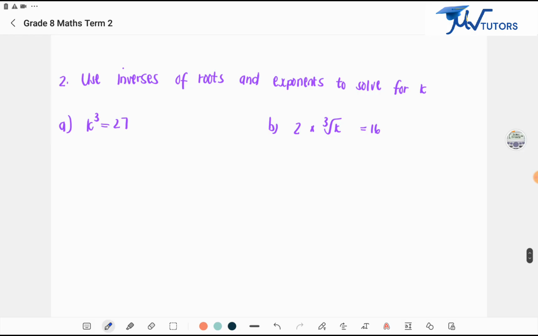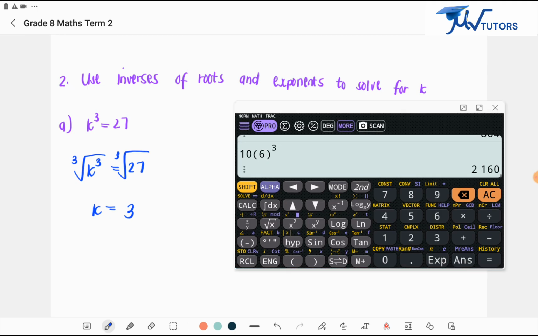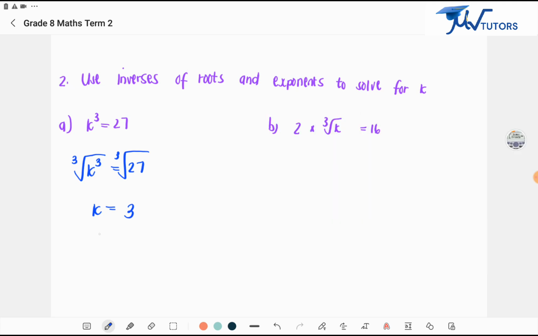Now use inverses of roots and exponents to solve for k. We have k cubed equal to 27. How do I get rid of the cube? I'm going to put a cube root. What I do on the left, I do on the right. So now we have k equal to 3. If you're not sure, go to your calculator, shift cube root, put 27, and then we have 3. So that's what k is equal to. Can it be negative? No, not really, because we have an odd exponent over there, so that will not work nicely.